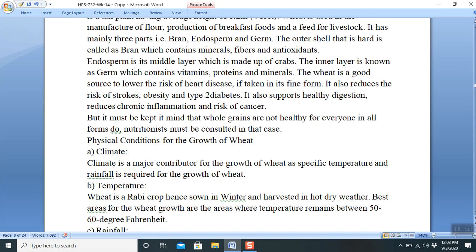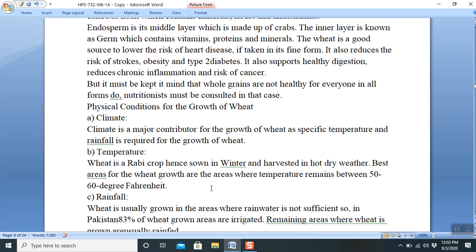Climate is a major contributor for the growth of wheat, as a specific temperature and rainfall is required for the growth of wheat. Clear? It needs a specific kind of temperature as well. Wheat is a rabi crop, hence sown in winter and harvested in the hot, dry weather.